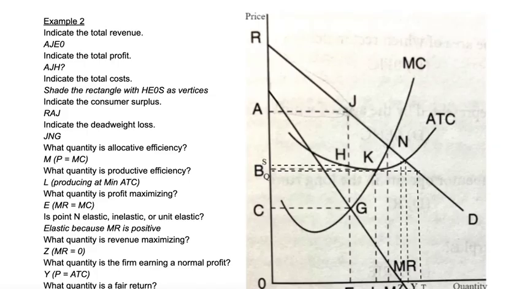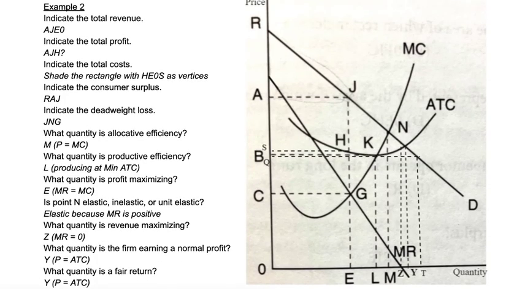Now, I'm not going to go through every one of these. You can pause the video and take a look at all these. But these are all the things you need to know about the graph. Let's go through a couple. The total revenue: if we're at the profit maximizing quantity, which is right here, this would be your price.